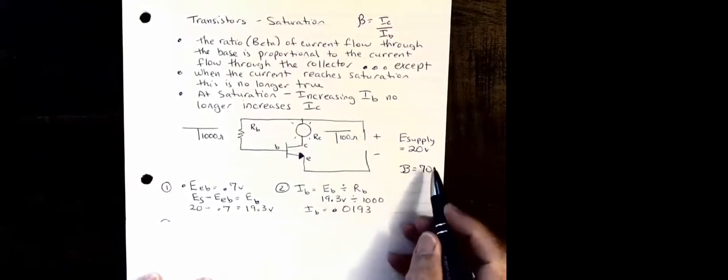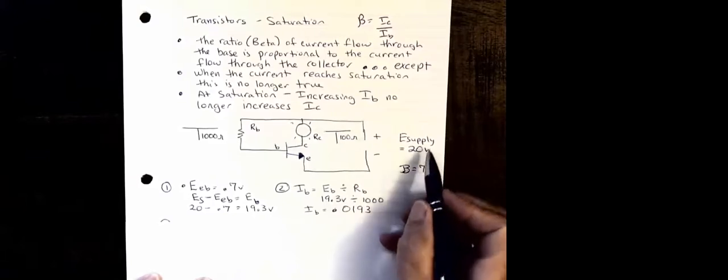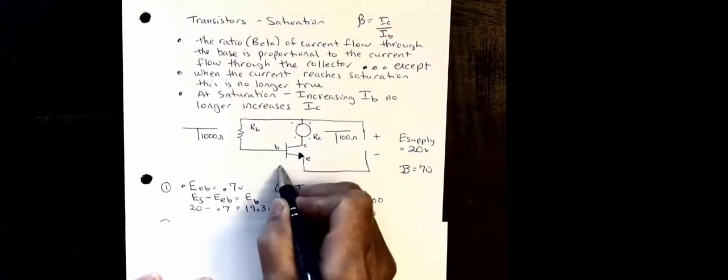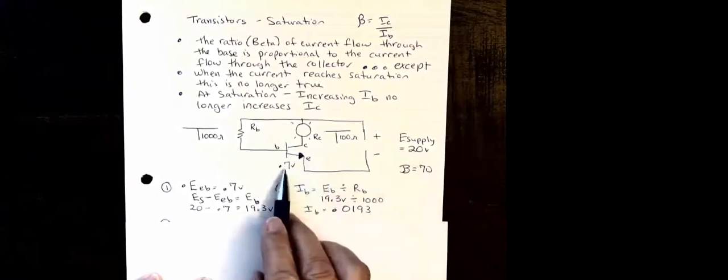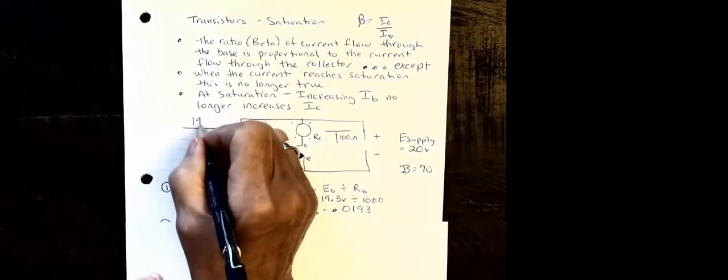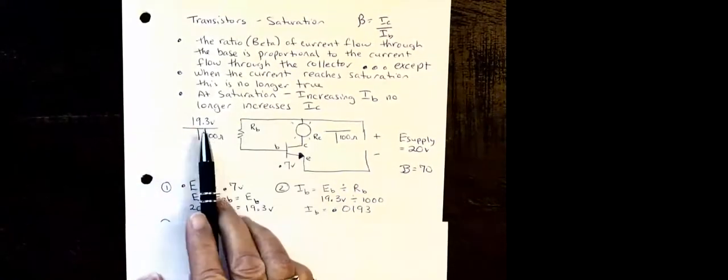So normally I would solve it normally, and we know that typically there's a 0.7 volt drop from emitter to base. So the 20 volt supply minus 0.7 would give me a 19.3 volt drop across RB. EB is 0.7 volts. That's this voltage in here. The supply minus 0.7 gives us 19.3. That's the voltage at RB.